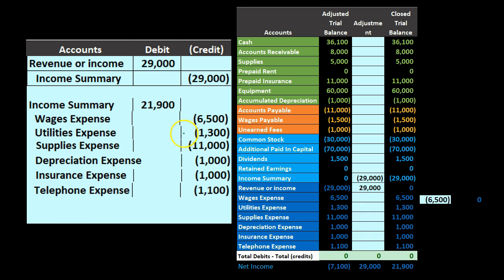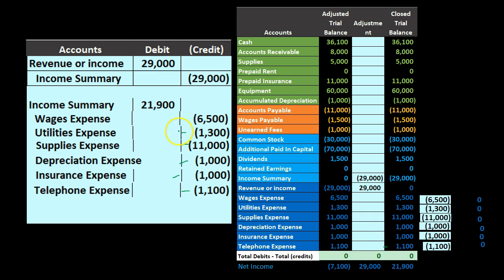And then we're going to post this 1,300. So the 1,300 credit will bring it to 0. And then we're just going to post the supplies, 11,000. So 11,000 credit 11,000 brings it to 0. And then we're going to have the depreciation, 1,000 credit 1,000 brings it to 0. And then we've got the insurance, 1,000 credit 1,000 brings it to 0. One more time, the telephone expense, 1,100 credit 1,100 brings it to 0.